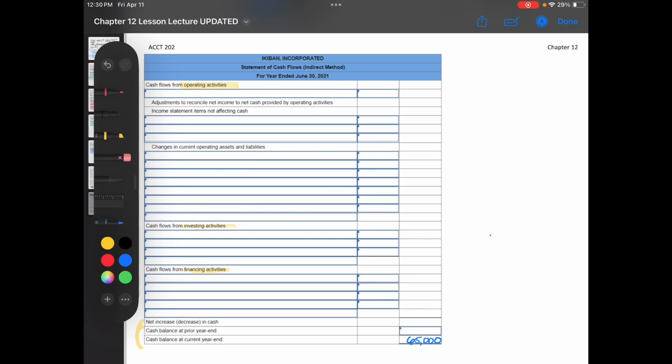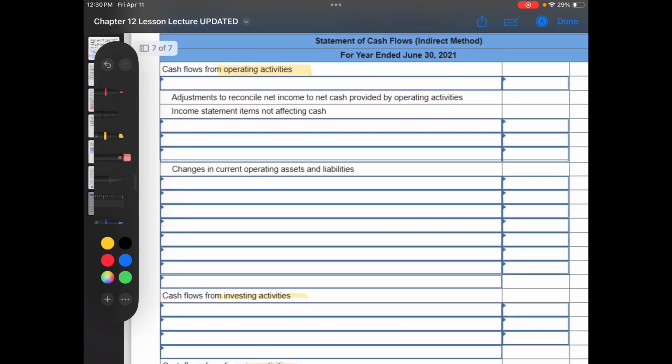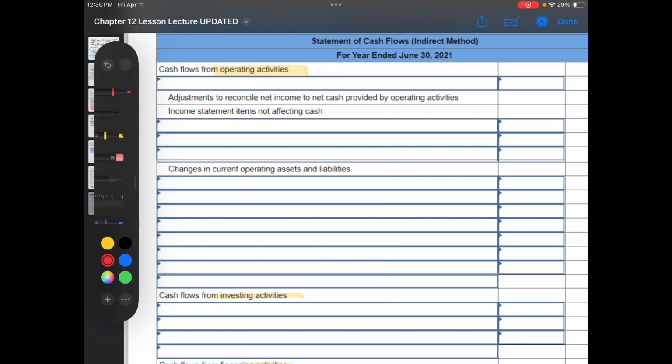So if we zoom in here, because of course that's what we want to do, I'm going to do my best not to go back and forth to that prior page because it does slow down my screen and my recording.